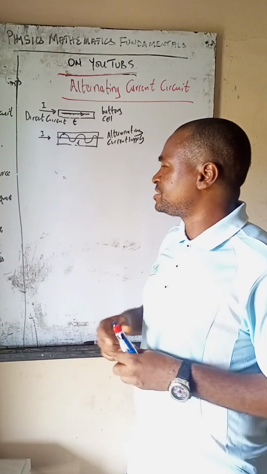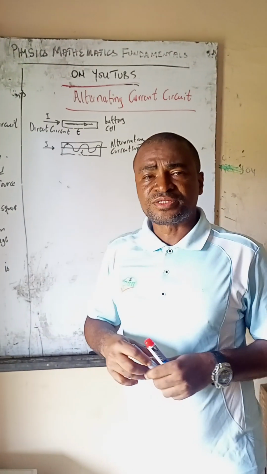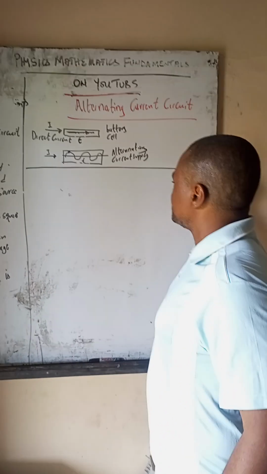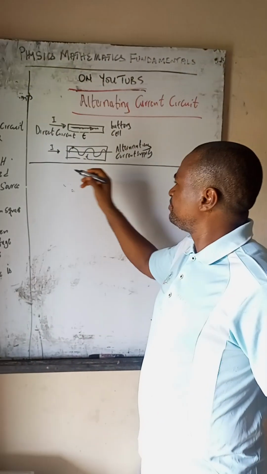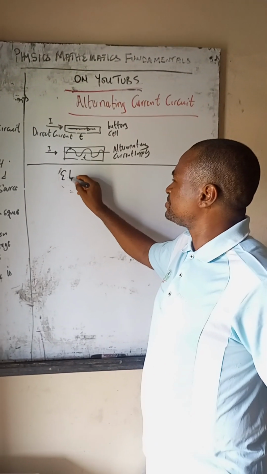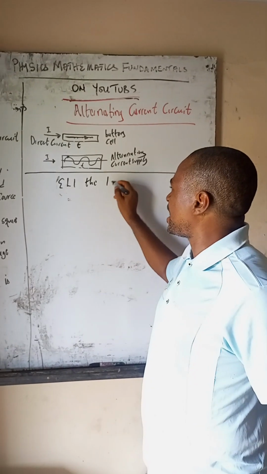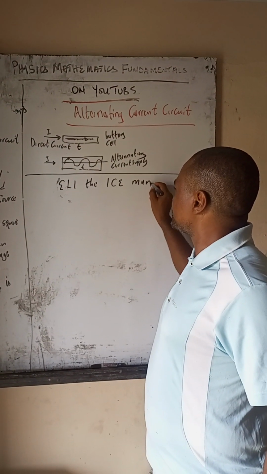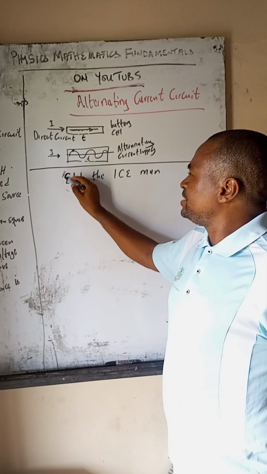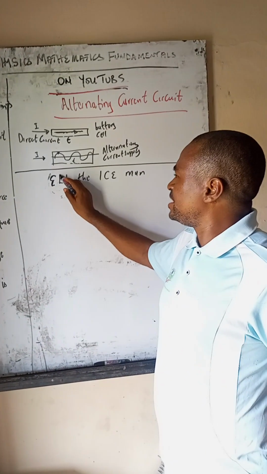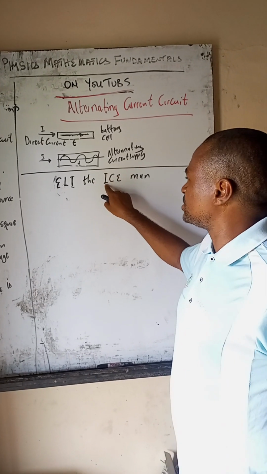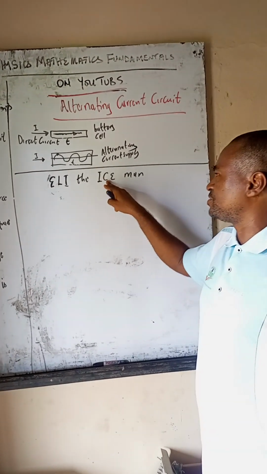Now, there are some things I need to clarify concerning alternating current circuits. Please take note of this mnemonic: ELI the ICE man. In this mnemonic, E stands for the voltage, L stands for the inductor, I stands for the current, C stands for the capacitor.